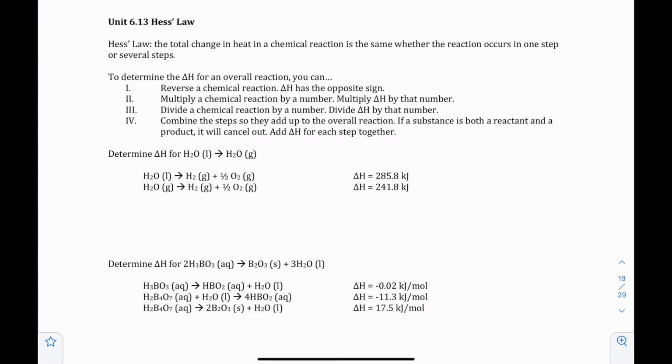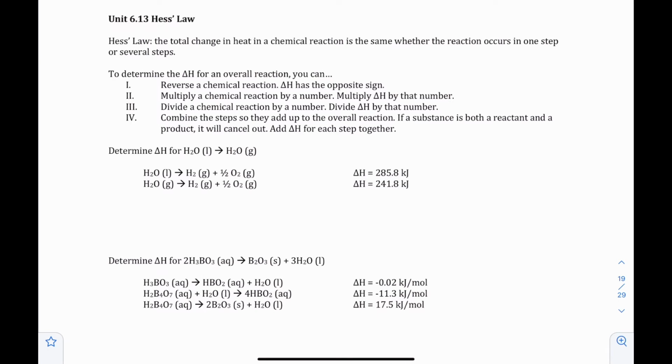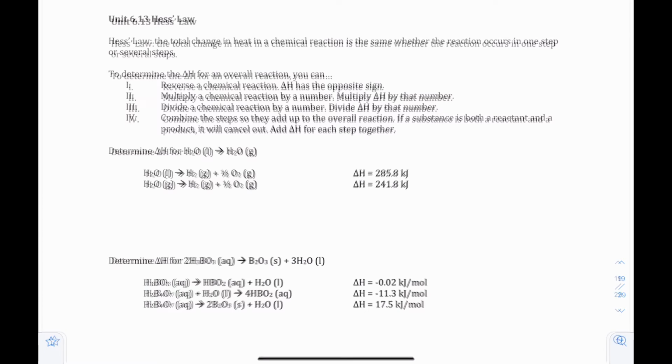Now note, if you have a substance on both sides of your equation, as a reactant and as a product, that substance will cancel out. So keep in mind that your goal for Hess's law problems is to get your elementary steps to add up to your overall reaction. For example, if my overall reaction is liquid water forming gaseous water, I want liquid water on the left side, gaseous water on the right side, and every other substance that's mentioned to cancel out.